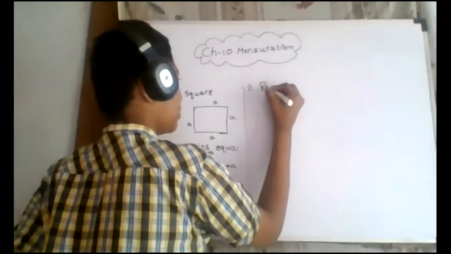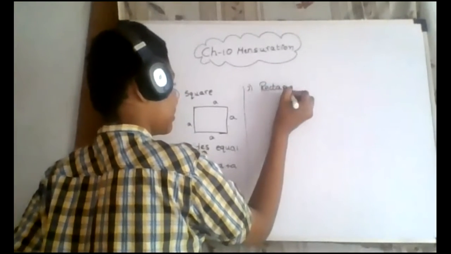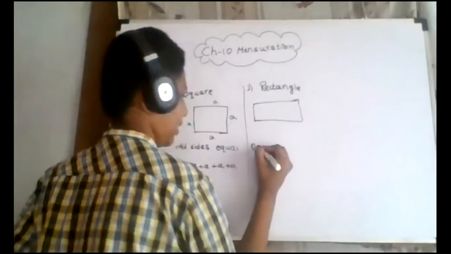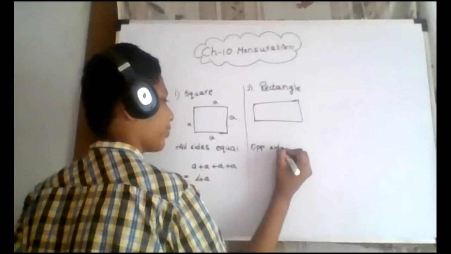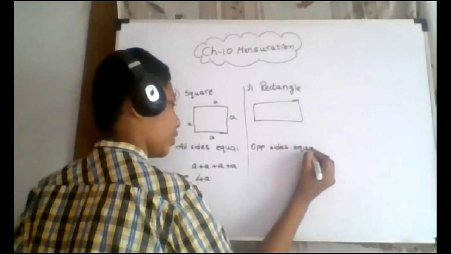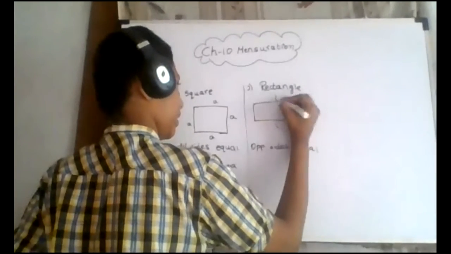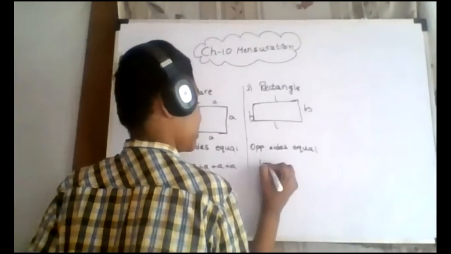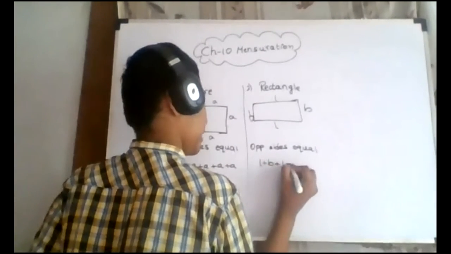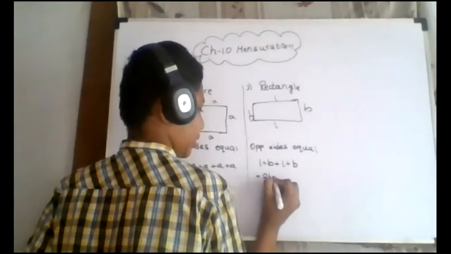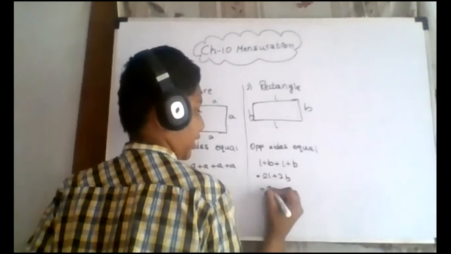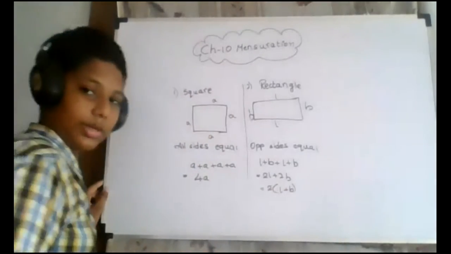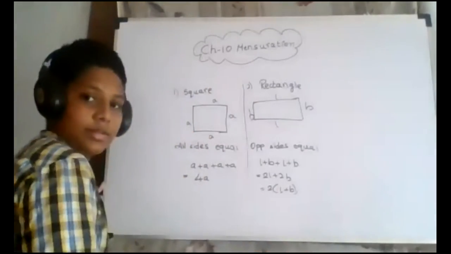Next we discuss the rectangle. The property of a rectangle is that opposite sides are equal. So this is length, breadth, length, breadth. The perimeter is L plus B plus L plus B, that is 2L plus 2B, or 2 into (L plus B). This is the formula for the perimeter of a rectangle.